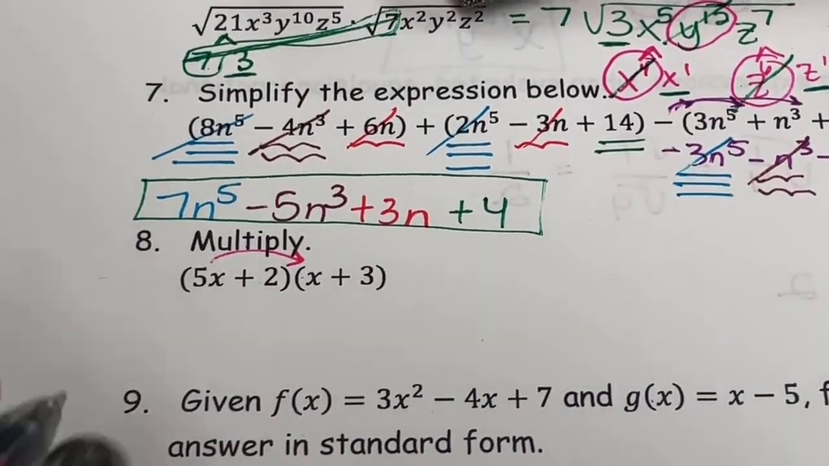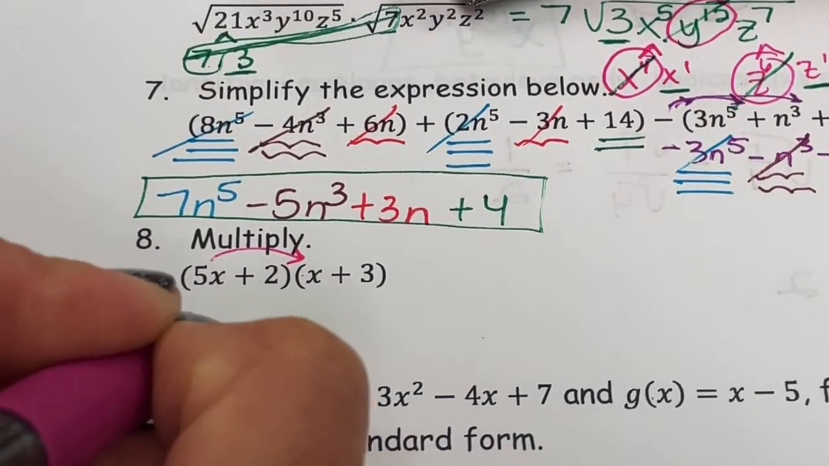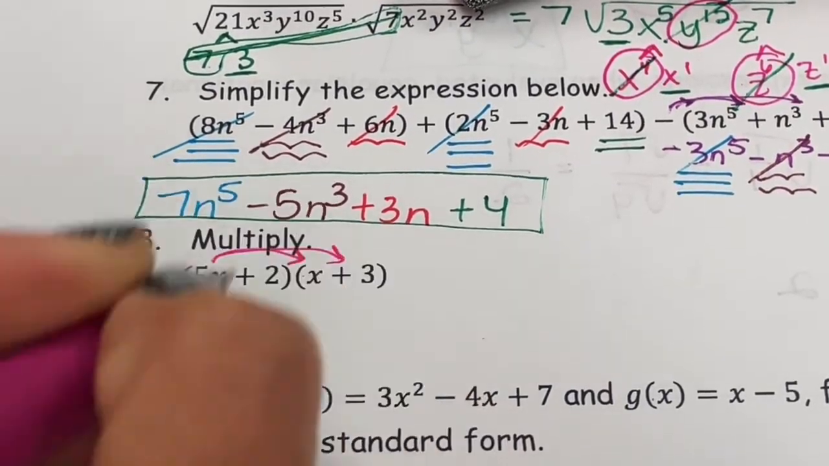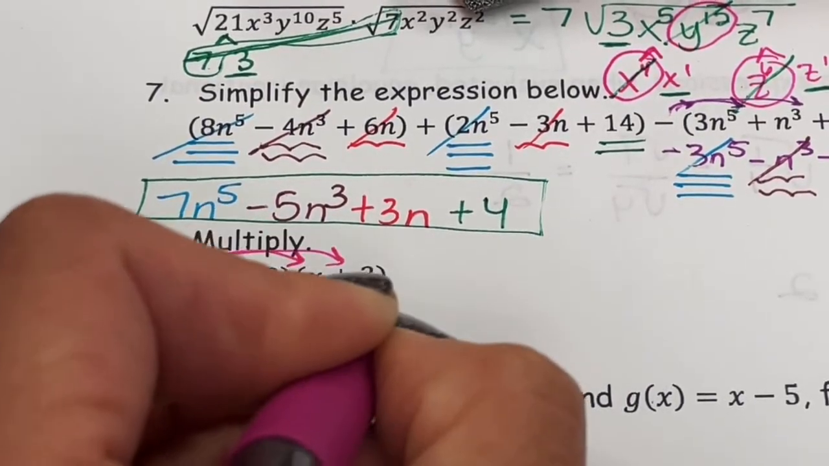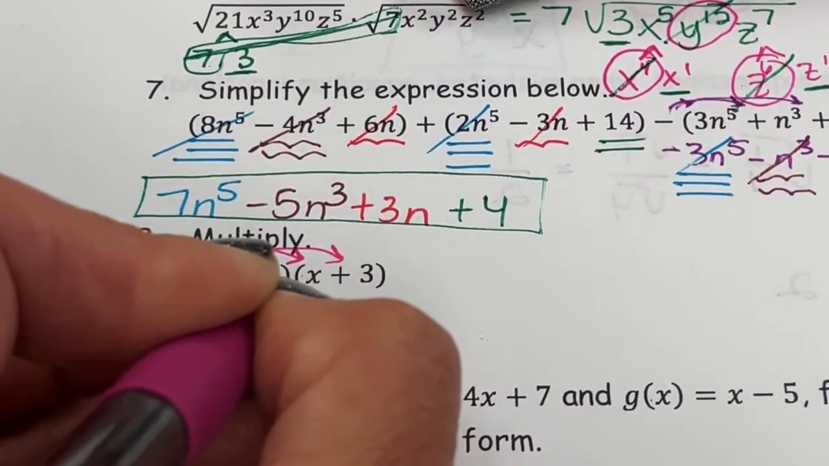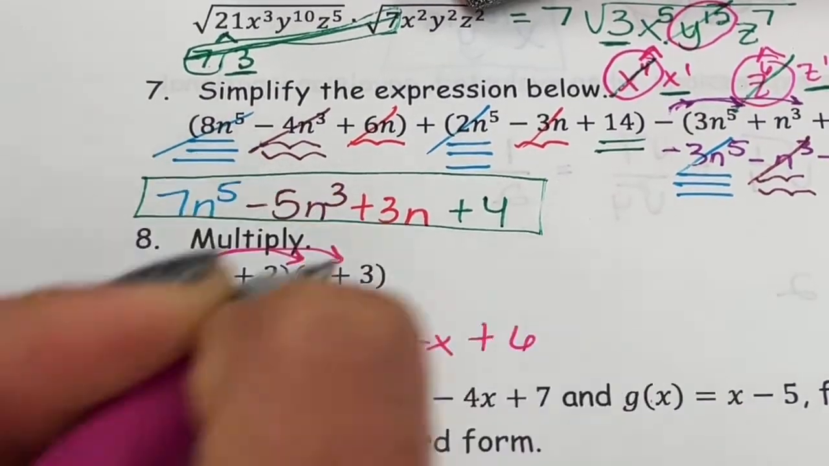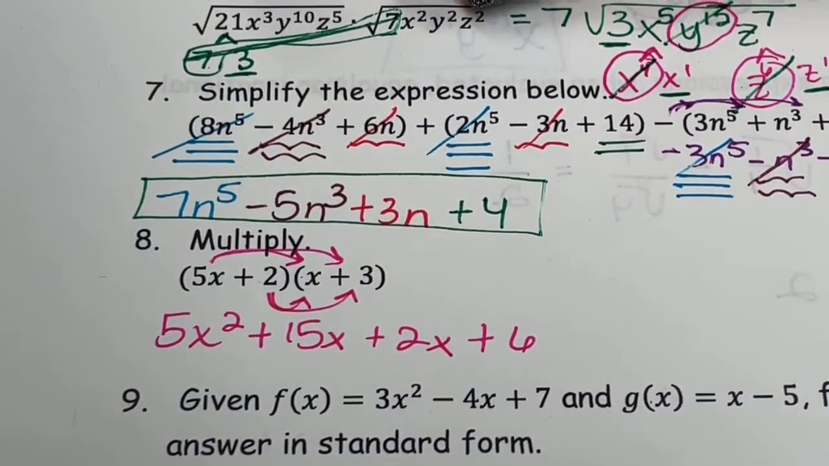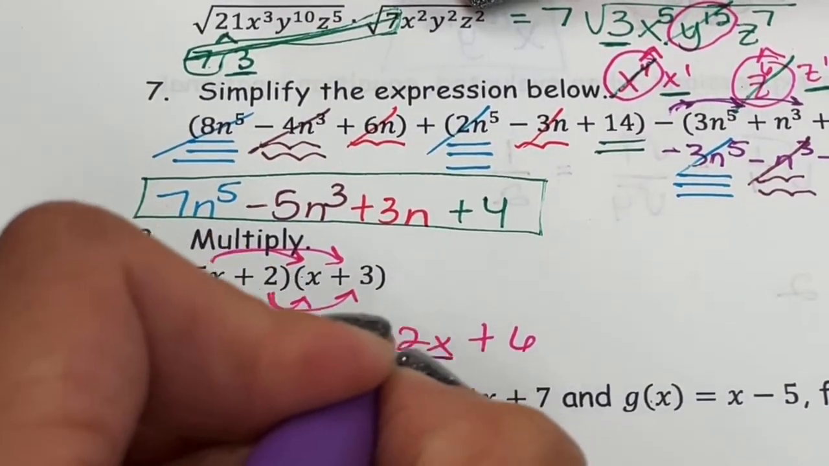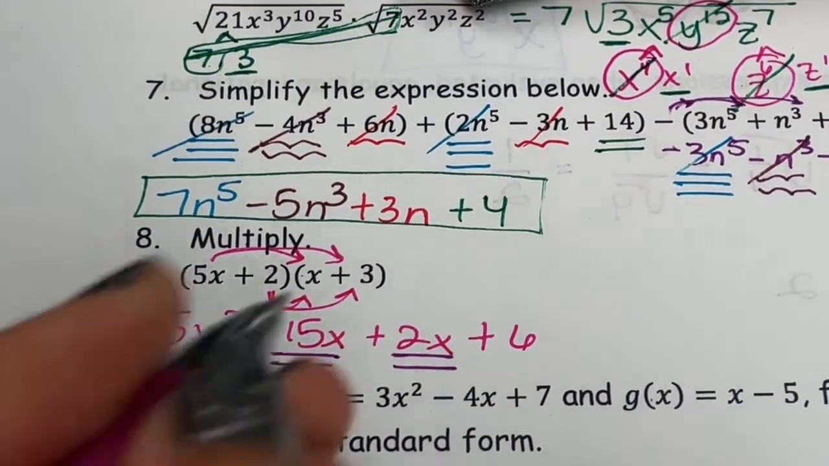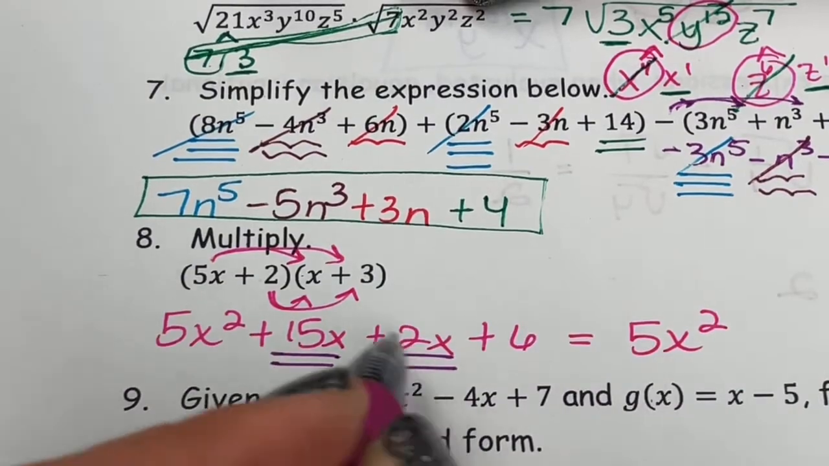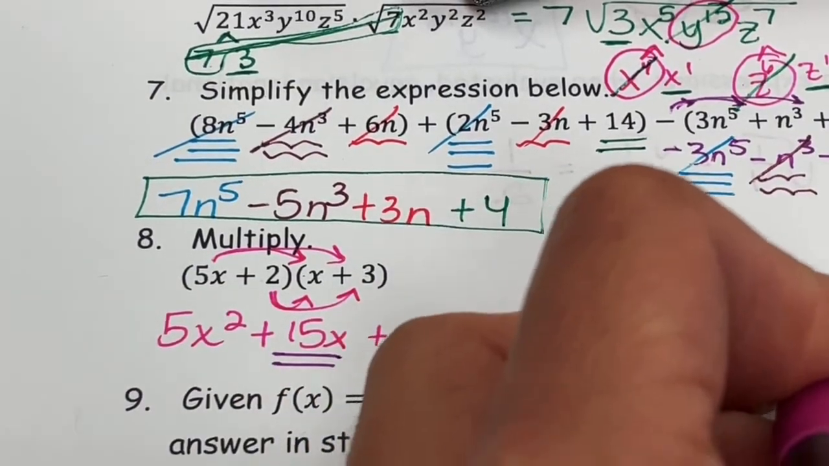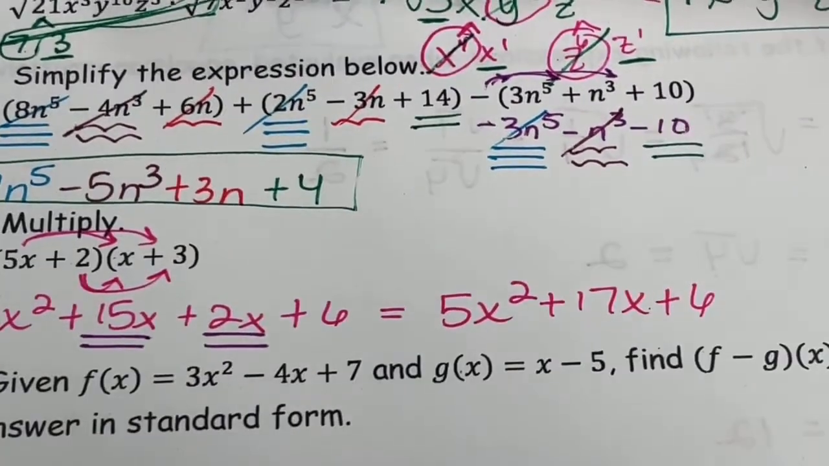5x times x is a 5x squared. 5x times 3 is a 15x. 2 times x is a 2x. 2 times 3 is a 6. I've got like terms on the x's here, a 15x and a 2x. I can combine them. So I'm going to rewrite this, and it'll be a 5x squared, 15x plus 2x is 17x, and then plus 6.